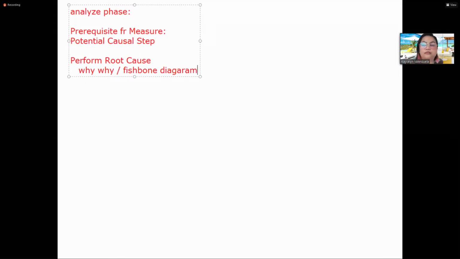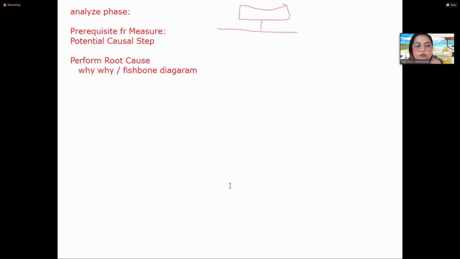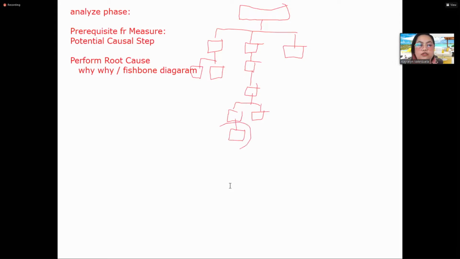Yung iba, naggagawa muna sila ng YY na naka-tree diagram. So, parang ganito yung itsura niyan. So, if this is your problem, so, this is your first Y, ganyan yung ginagawa ng iba. Hanggang sa they came up with yung dulo na. Okay, ito yung root cause ko. Ito yung PRC ko. Yung iba, ganyan yung ginagawa.